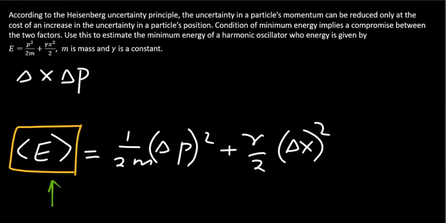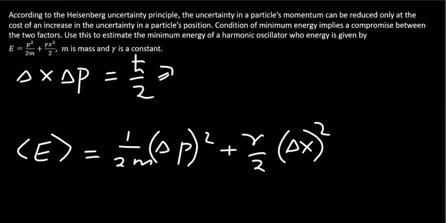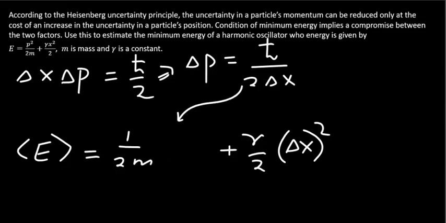So namely, the uncertainty in x times the uncertainty in p equals h bar over 2. That means delta p can be expressed in terms of delta x as h bar over 2 delta x. And let's substitute this in here. That would mean it becomes h bar squared over 4 delta x squared. So let's rewrite the delta x squared within brackets just to make things clear like that.